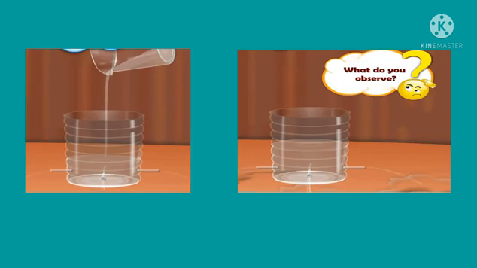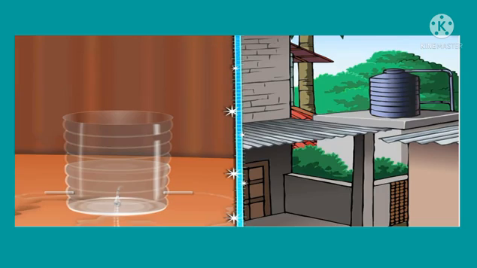What do you observe, students? Water flows from all the 4 tubes, right? What does this tell us? Using pipes, we can distribute water stored in one place to several different places at the same time.